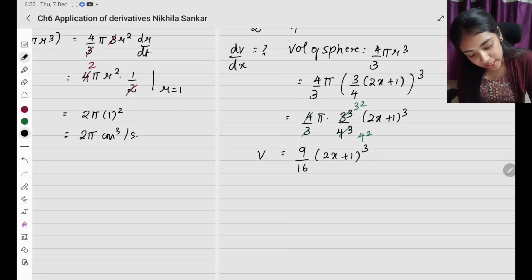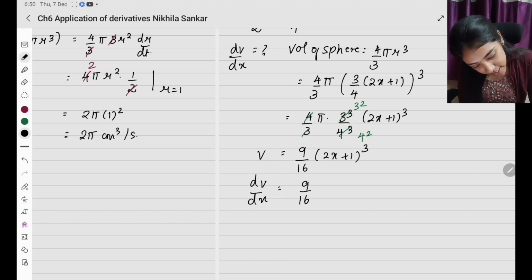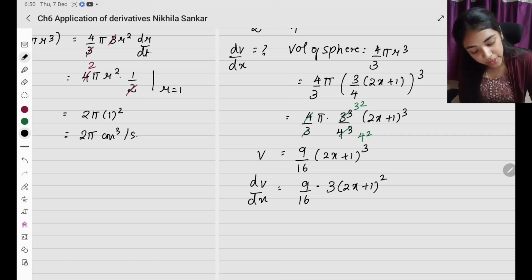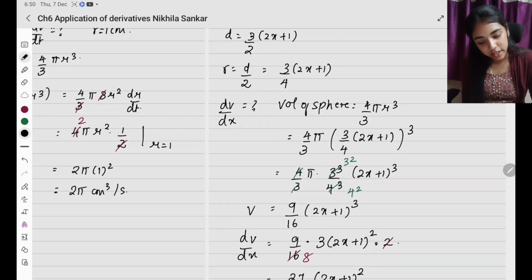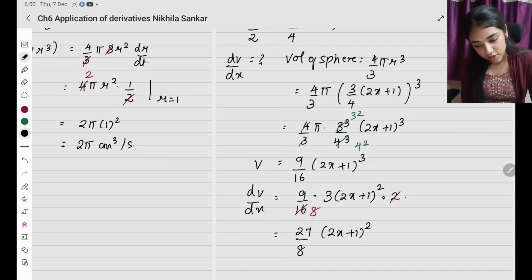This is my volume. When I differentiate this, dV by dx, I have 9/16 times, 3 comes down, 2x plus 1, the power gets reduced by 1, times what is inside, 2x plus 1, which when I differentiate, I'll have a 2. Remember this? So I can cancel 2 times 16, which is 2 8s are 16. So the constant is going to be 9 3s are 27 divided by 8 times 2x plus 1 the whole square, and the radius value is not given. So this is my final answer.